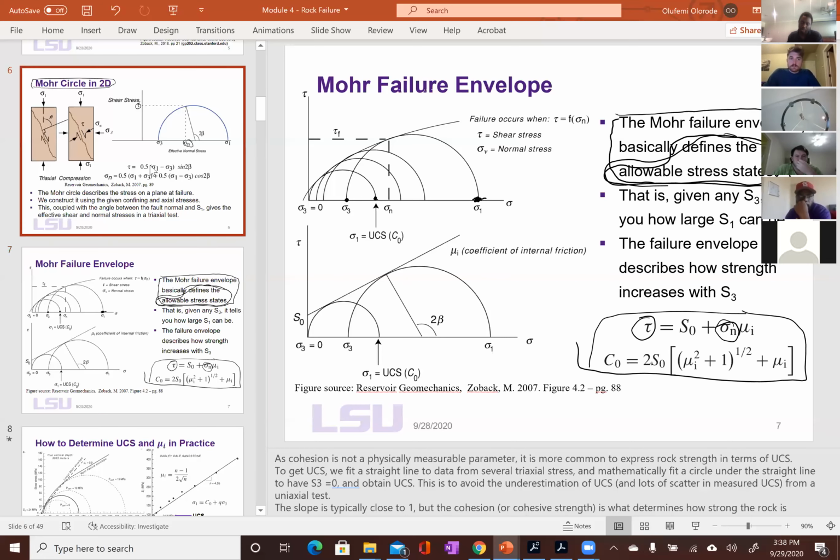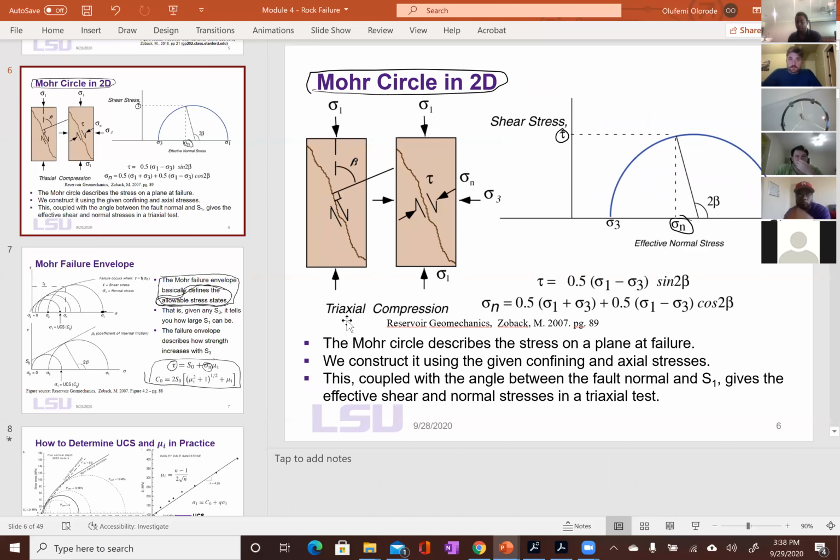So I will go back to the previous slide. Is it very clear what beta is? Because it's very important to know what beta is. Angles can be measured in many different ways. So what's beta? How do you define beta?